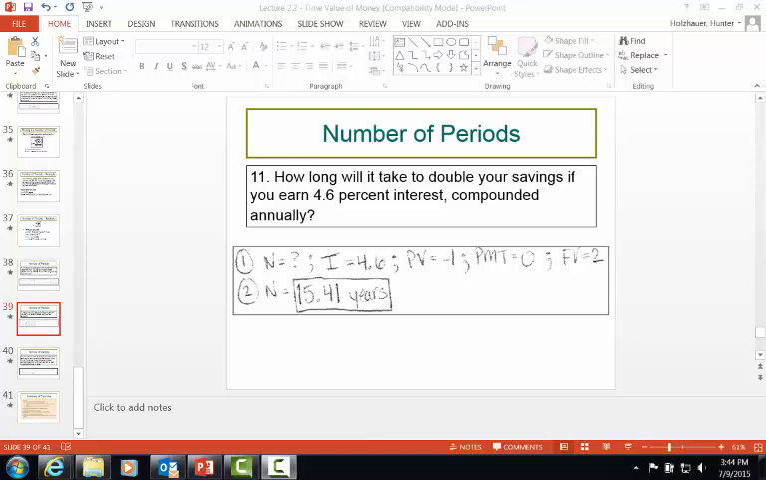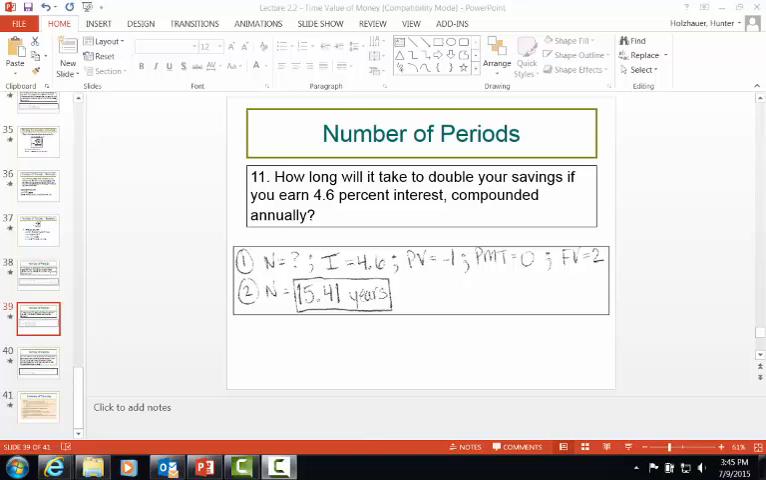Now, another thing that's interesting about doubling your money is that there's a rule called the Rule of 72. I'm just going to talk about it briefly, but basically what the Rule of 72 says is that you can take the number 72 and divide it by either your number of periods and get your interest rate, or you can divide it by your interest rate and get your number of periods. And that Rule of 72 tells you how long it'll take you to double your money, or what interest rate you would need to double your money over that amount of time. So in this case, we would have done 72 divided by 4.6, and I would have gotten 15.65 years.